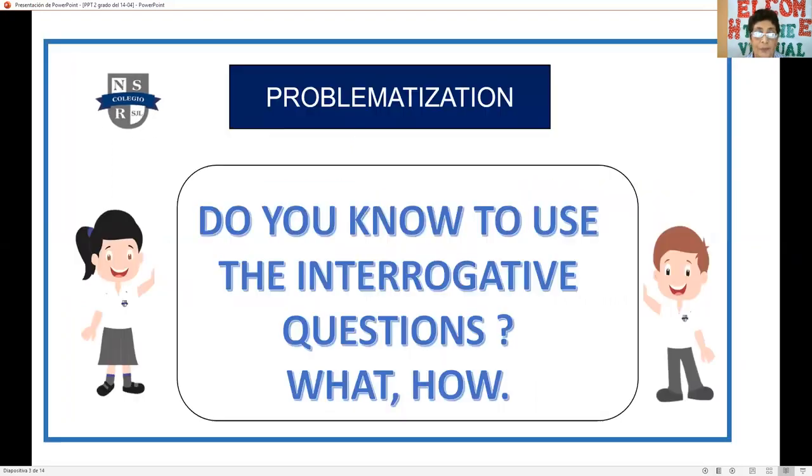Here, on the next slide, we have problematization. Okay? Here, we are giving the name of the topic. I asked the students the question, do you know how to use the interrogative questions? In second grade, some students know the use of WH, but very few students know the use of how. Okay. So we're going to see what the topic is about.